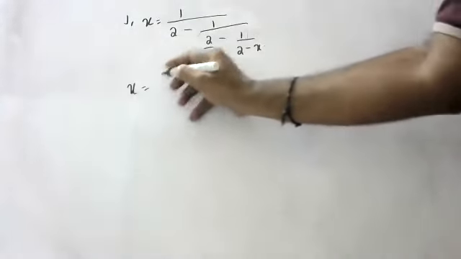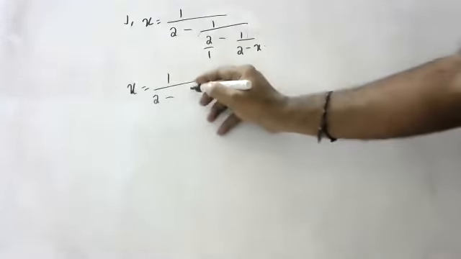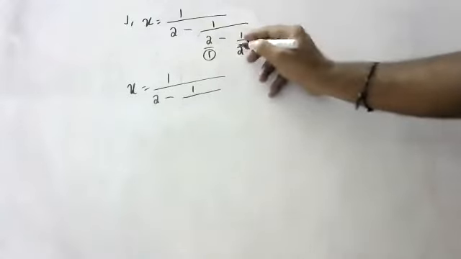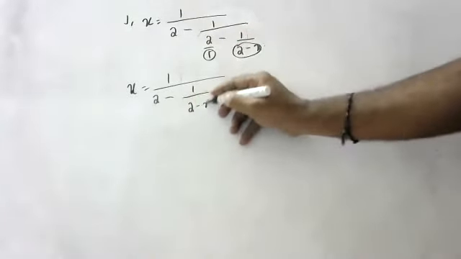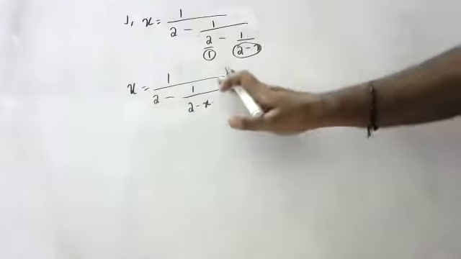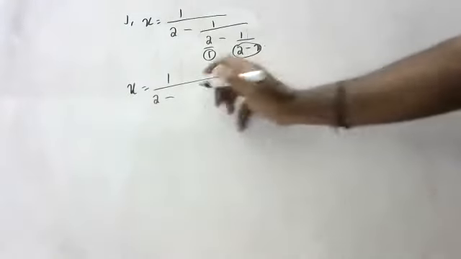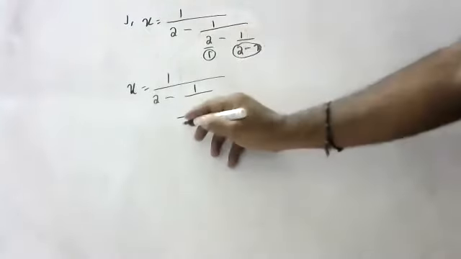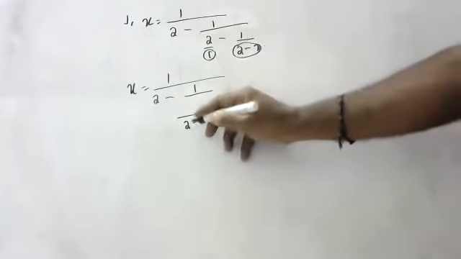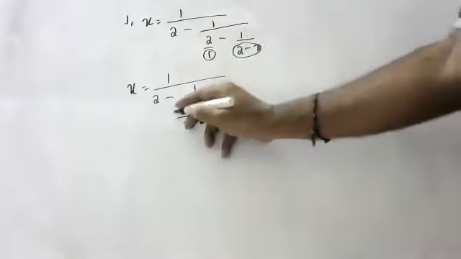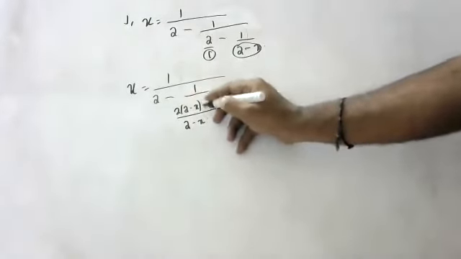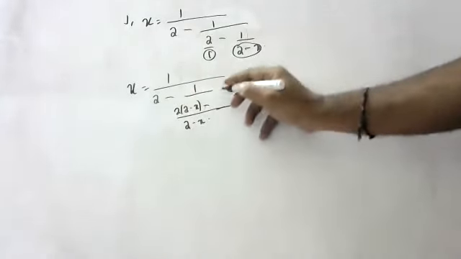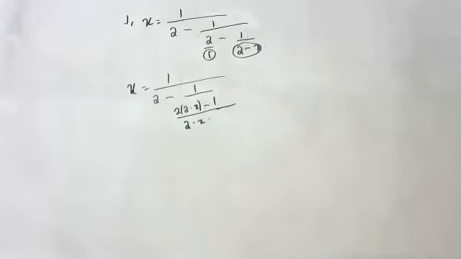So x is equal to 1 by, please see here children, 2 minus 1 by, for 1 and 2 minus x, LCM is 2 minus x. So for 1 and 2 minus x, what will be the LCM, children? 2 minus x. 1, 2 minus x are 2 minus x. 2 minus x into 2. 2 into 2 minus x minus 2 minus x. 1 are 2 minus x. 1 1 are 1, children. Like this you will get.